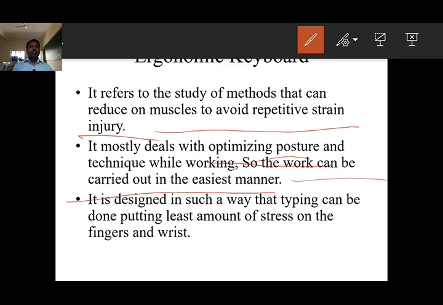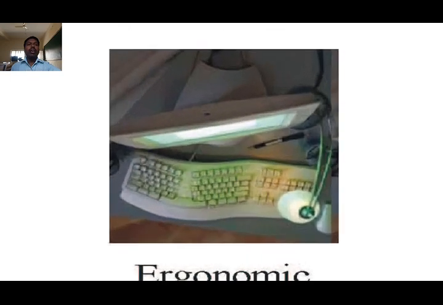Understand? So this is the actual design. With the help of design, we can give optimizing posture and technique while working. If you give optimized posture, the work can be carried out in the easiest manner. It is designed in such a way that typing can be done putting the least amount of stress on the finger and the wrist. You can see this keyboard, this is called ergonomic keyboard.